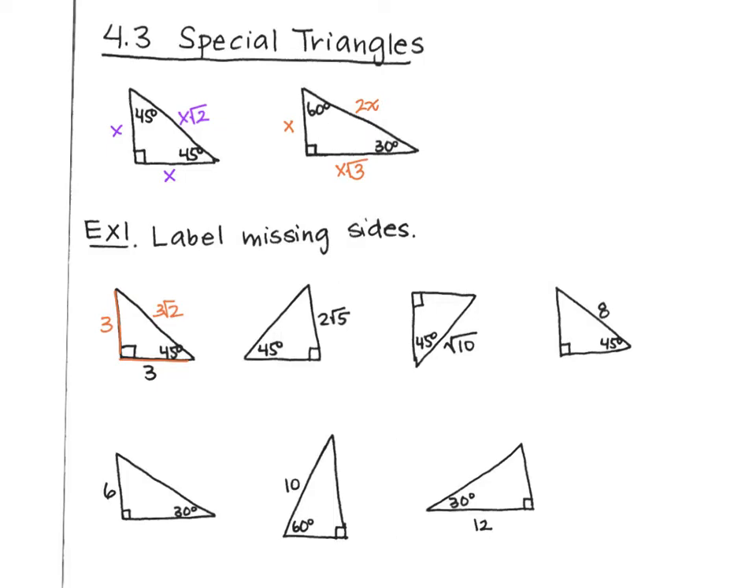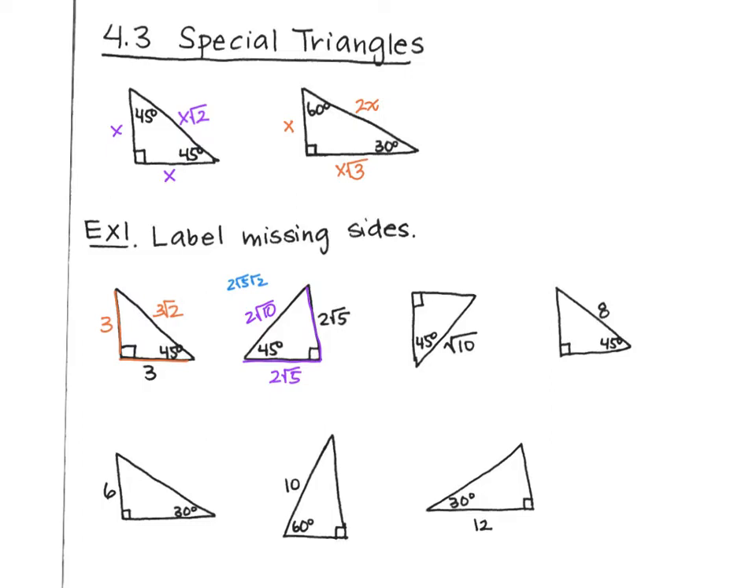Let's look at the next one. Next one is also a 45 and 90, so it must be 45, 45, 90. The two legs have to be congruent. Since I already know one of the legs is 2 root 5, the other leg must also be 2 root 5. Okay, now for the hypotenuse, it's going to be x root 2, which I could do in my head. So it would be 2 root 5 root 2, which simplifies down to 2 root 10. So the hypotenuse is 2 square root 10.